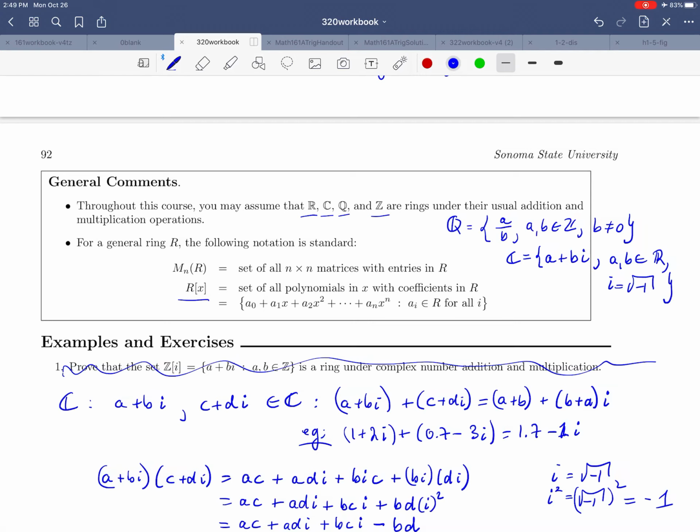So polynomials, the way we know them, we have a constant term, a linear term, a quadratic term, and so on, up to x to the n. And then the coefficients, a0, a1, a2, up through an, they come from our ring. So they are elements in our ring. This is notation that we are going to use throughout the exercises and for examples.